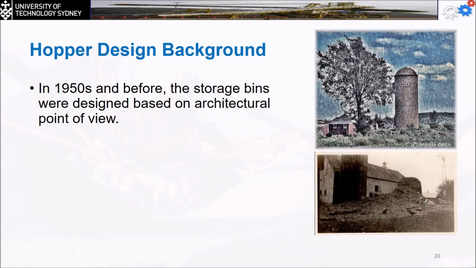The hopper design background, well, actually, that's how the bin started at the beginning. Just a cylindrical building, and they would store things at the top and empty it from the bottom. They didn't have any standards for that, so at any time it may collapse due to the load inside. The pressure pushes the walls, and things start to collapse. So in the 1950s and before, storage bins were designed from an architectural point of view, based on how nice they looked.